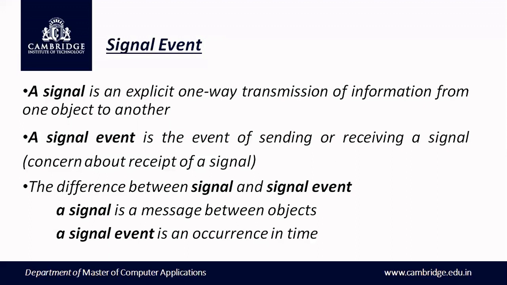So here it may be in the form of a message, or we can just create a signal where the two objects are sending or receiving the signals. So signals can be in the form of a message, right? So normally two objects communicate with each other, right? So with the help of a message.